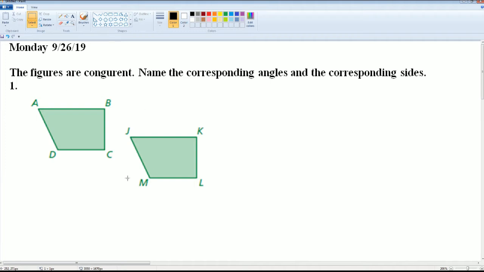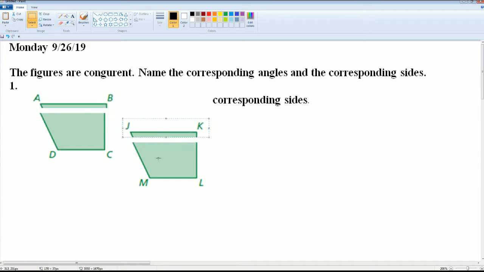So I have the number 1 here. We are going to do the corresponding sides first. All right. So what are the corresponding sides? Do you see how AB, the top part, is going to be congruent to JK? Okay, these two are corresponding. They're the same values. So we can write that in our notation.